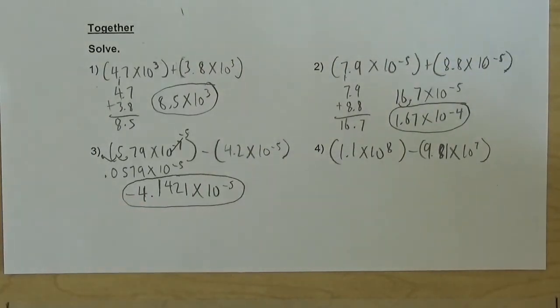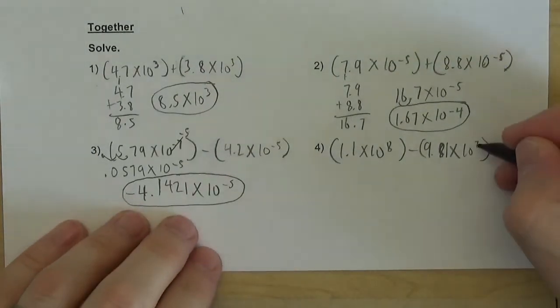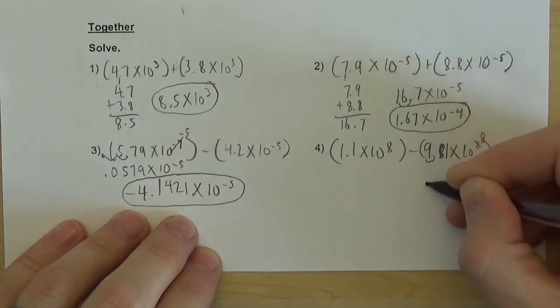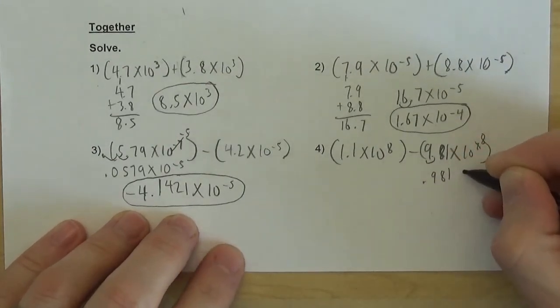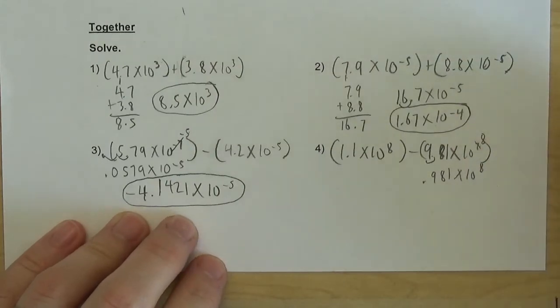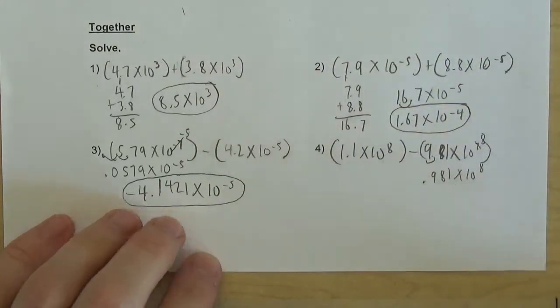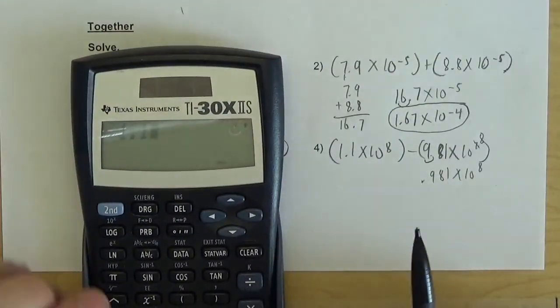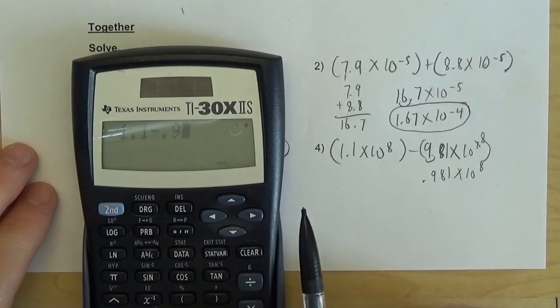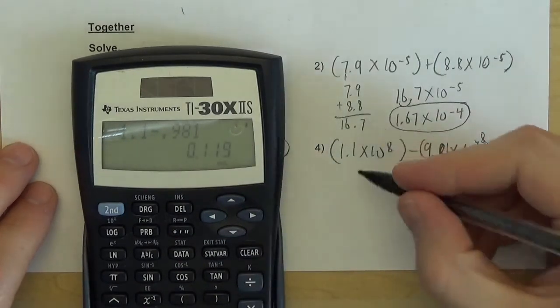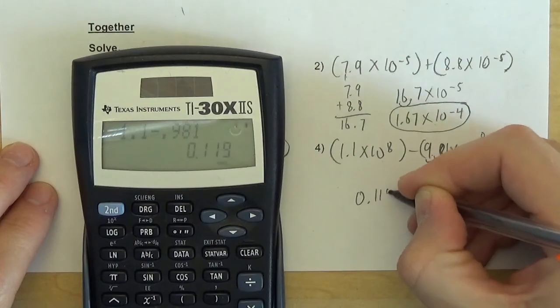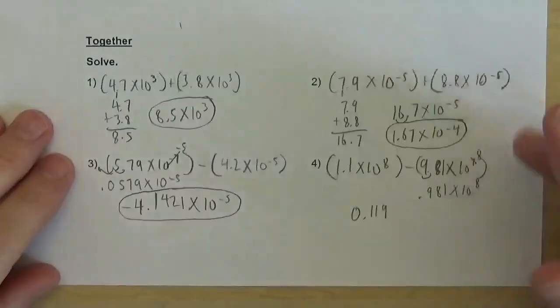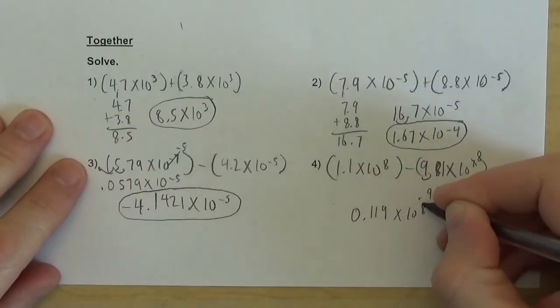Once again, our exponents are not the same, so we're going to need to make this one match the one that is greater. We'll make this a 7 an 8. We went up to 8, so that means we will go back 1 with that. So 0.981 times 10 to the 8th. Now I'm ready to subtract 1.1. For time's sake, since we're getting a little low on time, I'll use my calculator for this. 1.1 minus 0.981 leaves me with 0.119. Again, the exponent will stay the same, times 10 to the 8th.